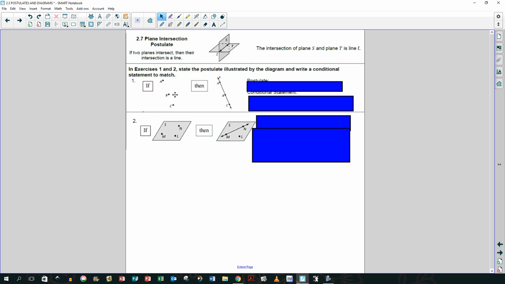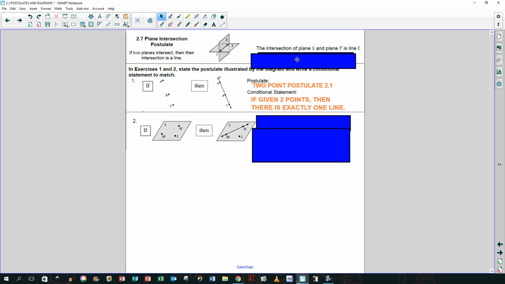All right, in these, we're just going to do this: if I'm given at least 2 points, then there is a line. That is the 2-point postulate, and it says if given 2 points, then there's exactly one line. So that's kind of how you know what postulate you're using. Like, if I give you this, then you can assume this.